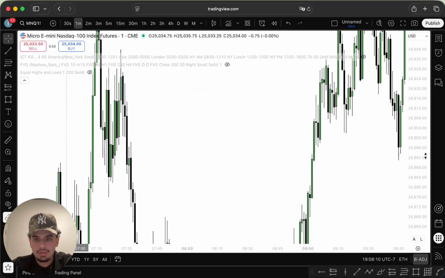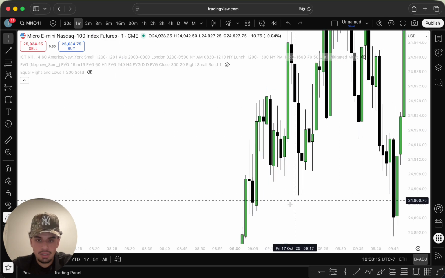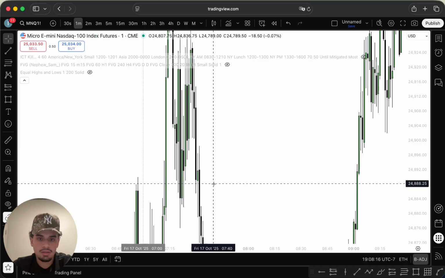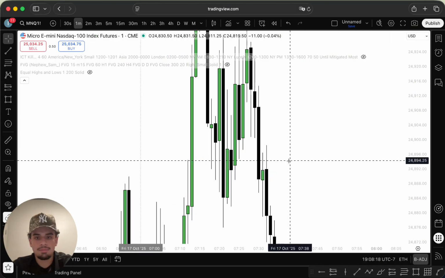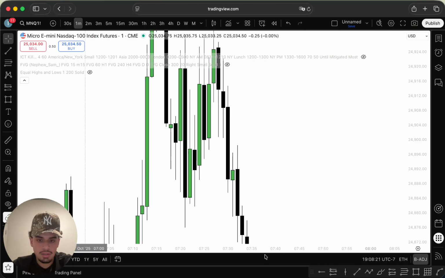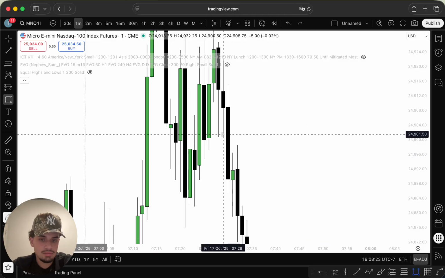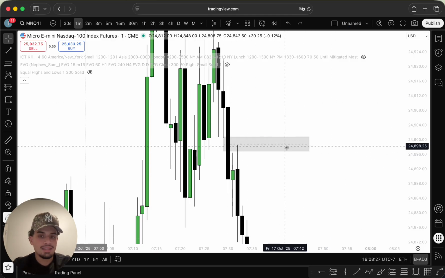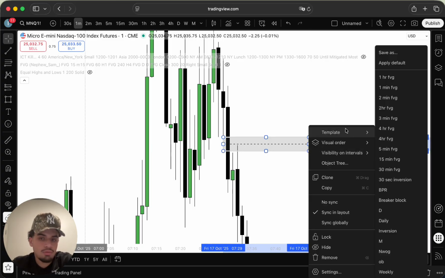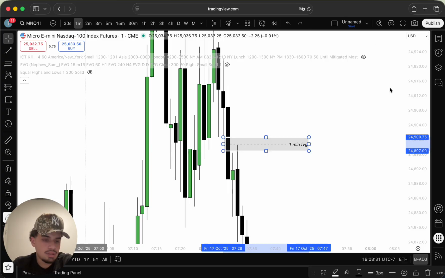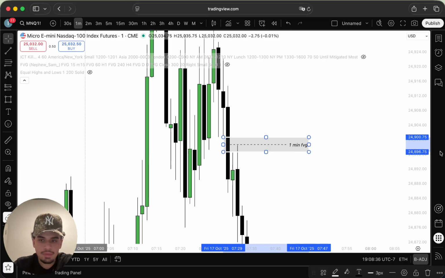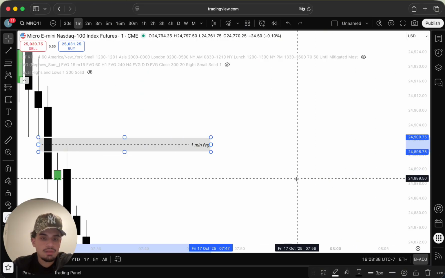So, for example, let's see if we can find a fair value gap and why it was useful at the time. Okay, this is a good one. Small one, but it's still a fair value gap, and here's why this is so important. As you can see, this is a 1-minute fair value gap. All the different time frames have the same type of thing, so I don't want to go over every single one, but they're all going to look the same.